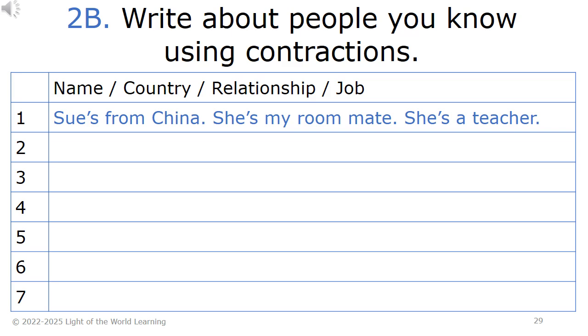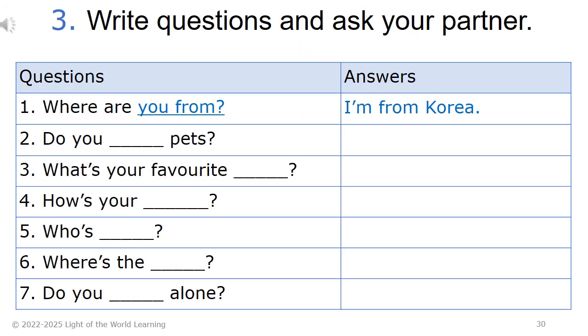2B. Write about people you know using contractions. Name, country, relationship, job. For example, 1. Sue's from China. She's my roommate. She's a teacher.